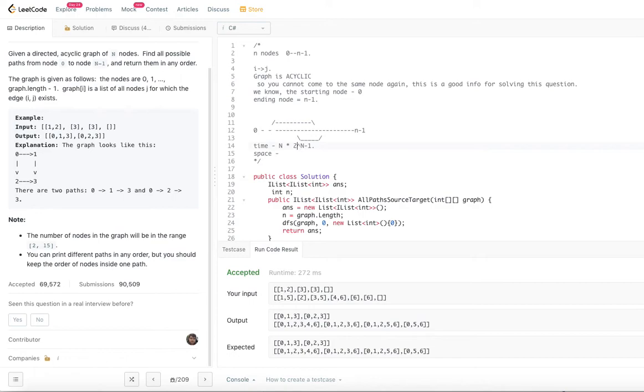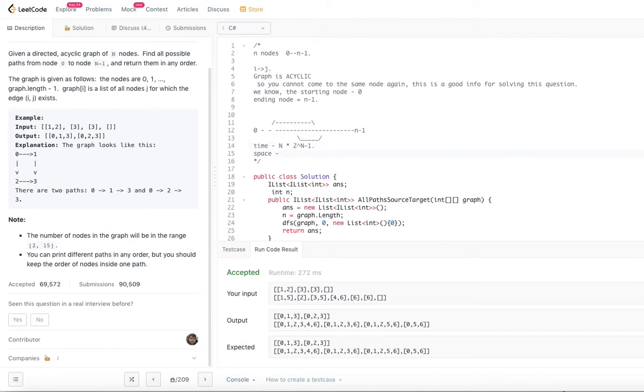So this is actually 2 power, not n power. We are saying each node is connected to n minus 1 nodes, and the number of possible paths will be 2 power n minus 1 for a single node. Since there are n such nodes, we say n into 2 power n minus 1 is the time complexity.